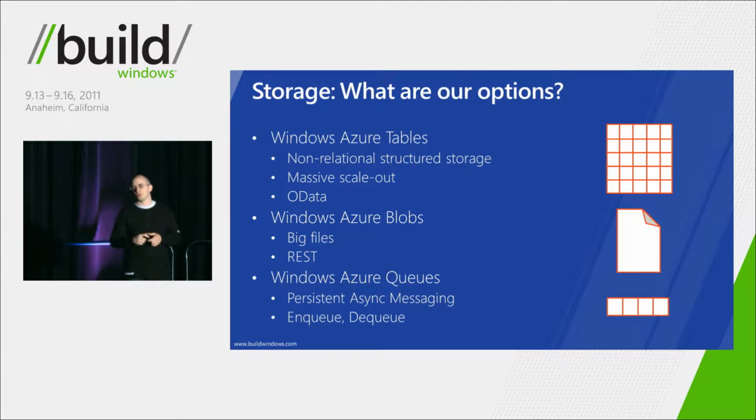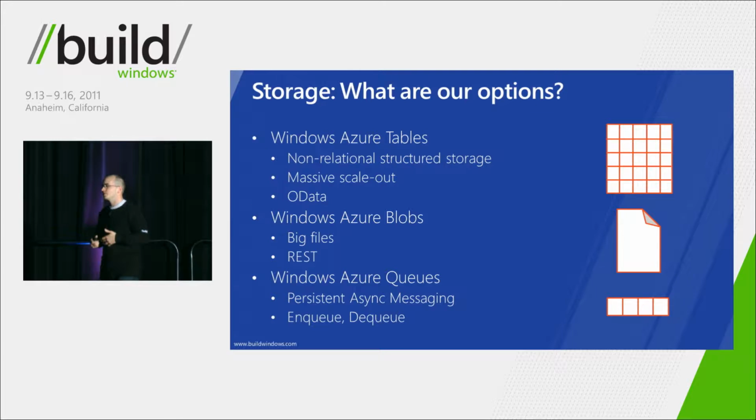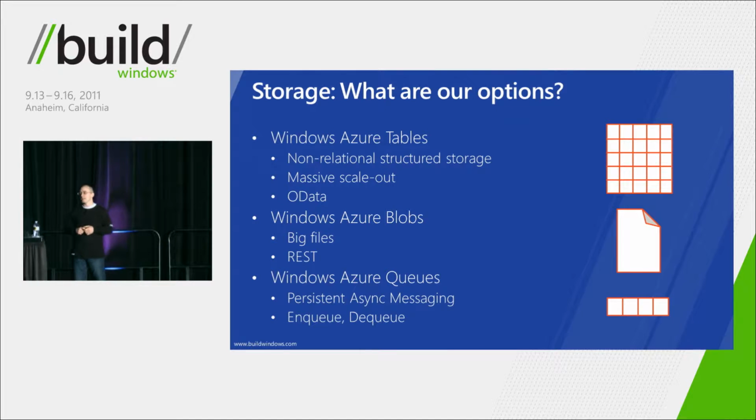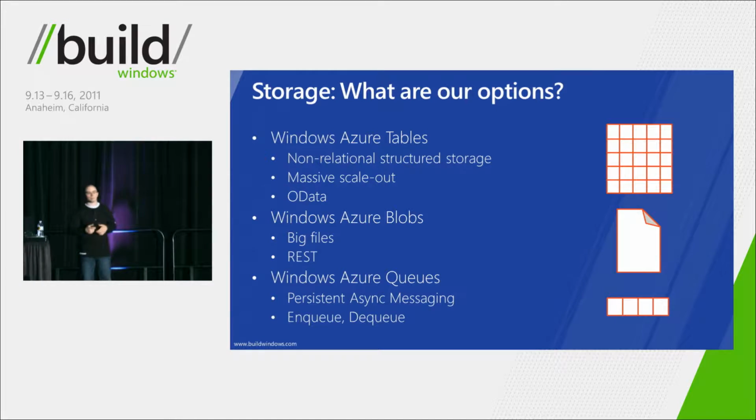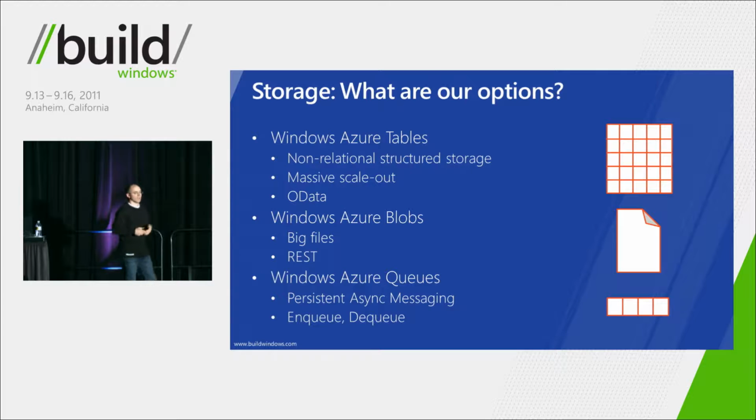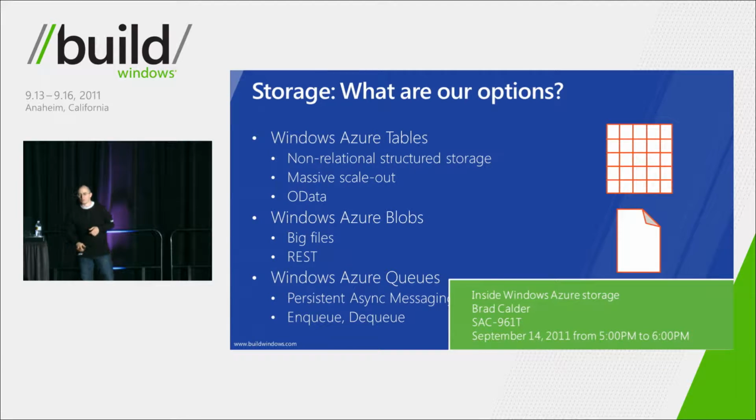And then lastly, we have Windows Azure Queues. And the Windows Azure Queue is essentially a very simple queue and everything that you'd expect from a queue. It gives you the ability to enqueue some data and dequeue data. And gives you some ability to do persistent asynchronous messaging where, from a mobile device, you could stick something into a queue and then have that processed offline in the background by some service running in Windows Azure. Yesterday, Brad Calder gave a talk inside Windows Azure Storage where he goes into a lot of depth about Windows Azure Storage, so it would be a great session to take a look at.